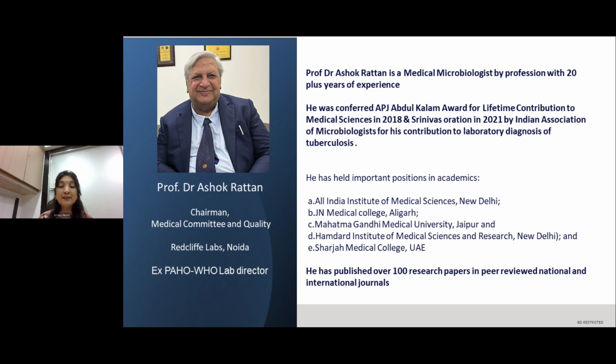He has held very important academic positions in every important association and institute of our country, whether it be AIIMS or JN Medical College, Aligarh, or the Mahatma Gandhi Medical University, Jaipur, and so many other places. He has more than 100 research papers in national and international journals. And most importantly, he was conferred the APJ Abdul Kalam Award for lifetime contribution to medical sciences in 2018 and the Srinivas Oration in 2021 by the Indian Association of Microbiologists. With this brief introduction, over to you, Dr. Ashok Ratan. We are looking forward to you enlightening us.